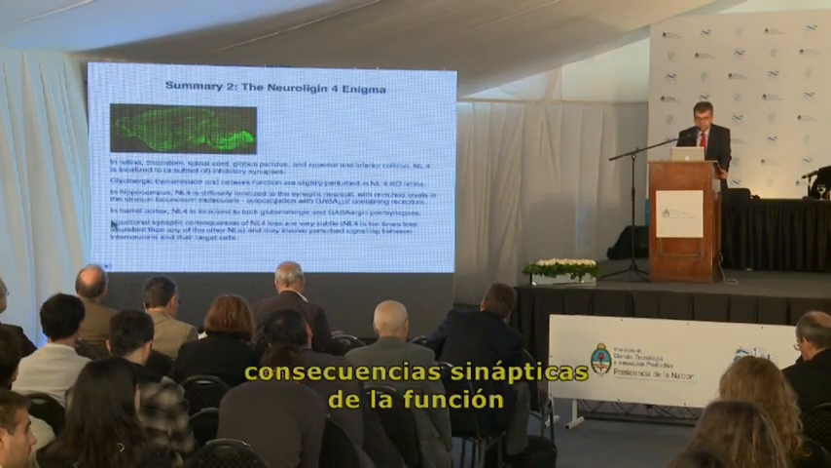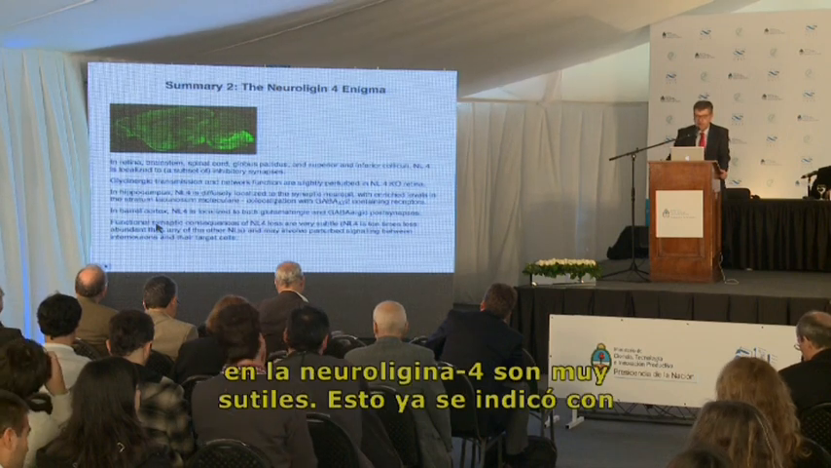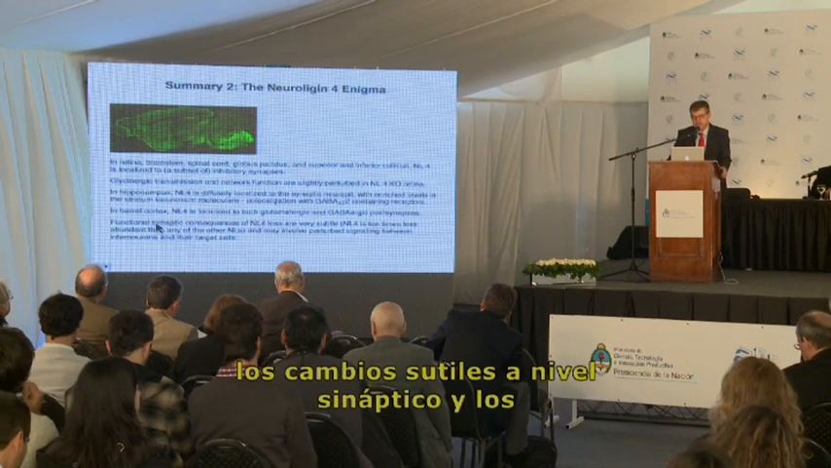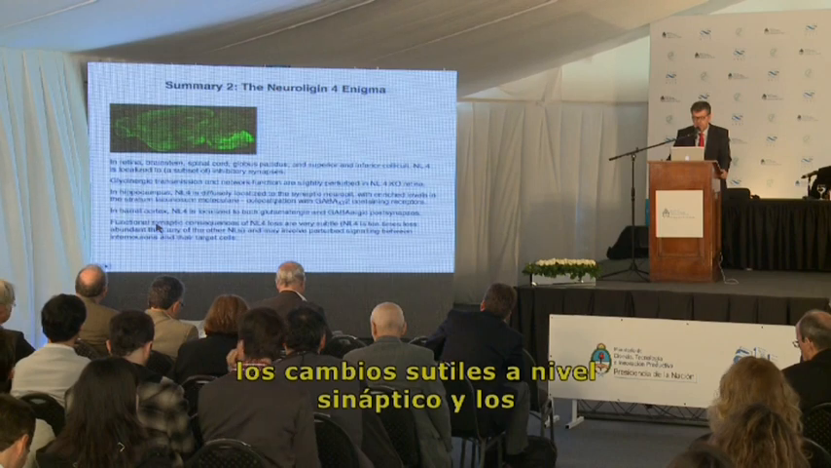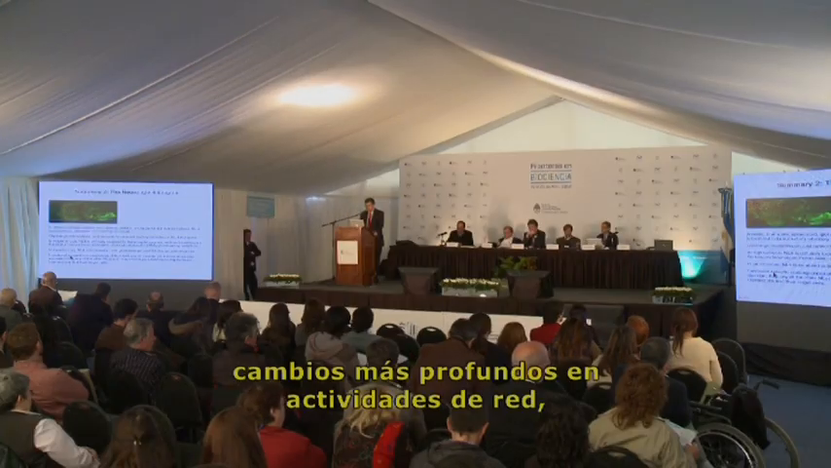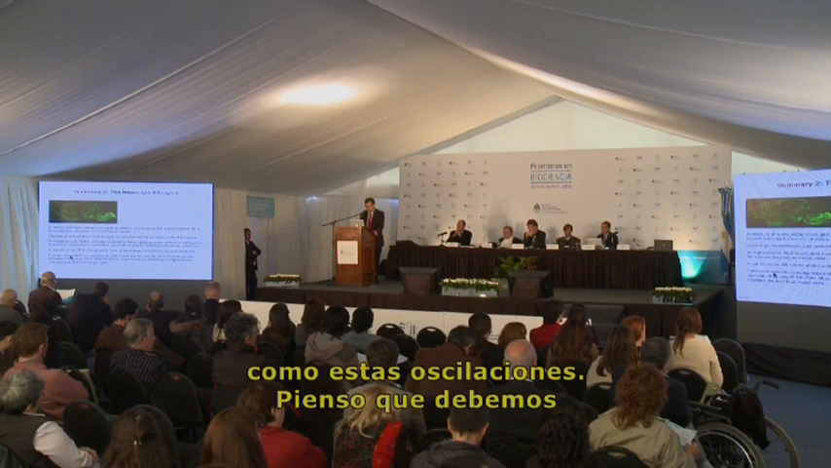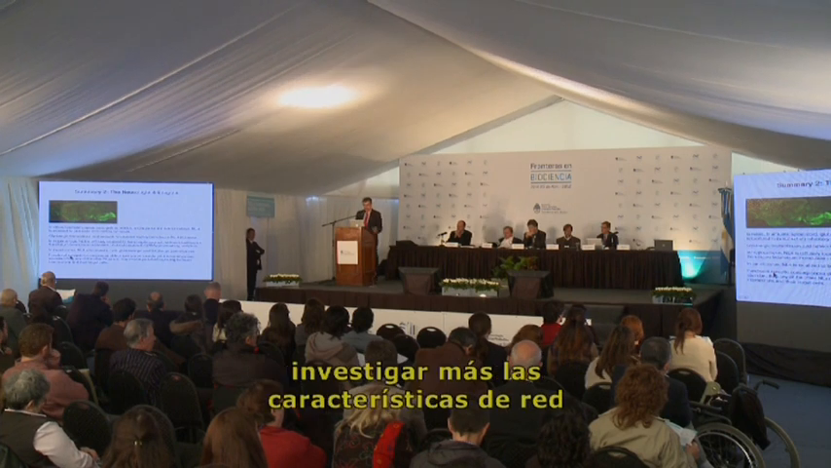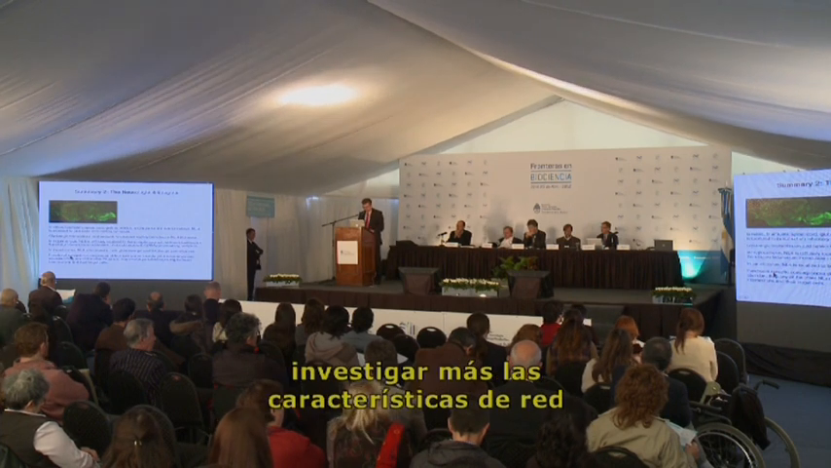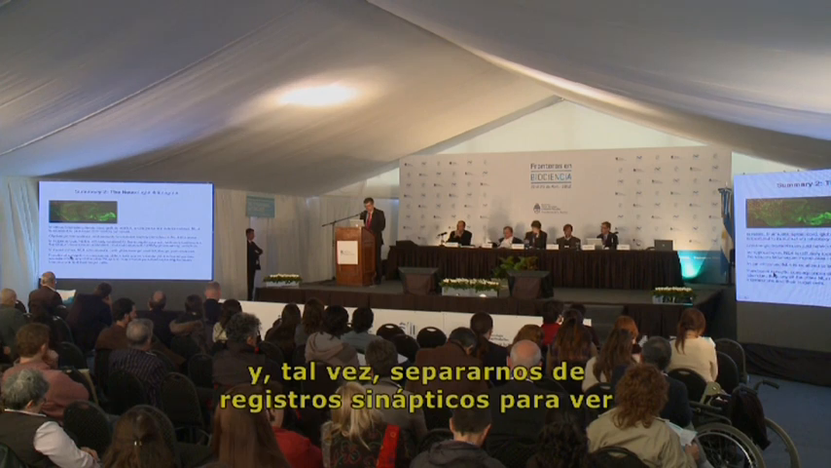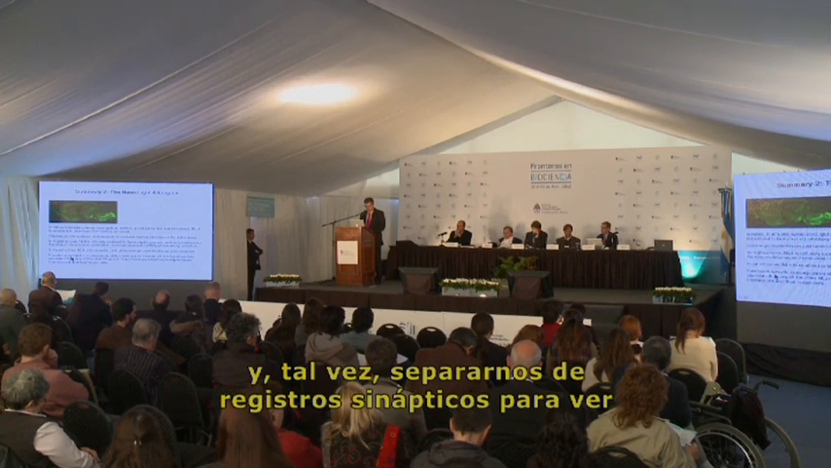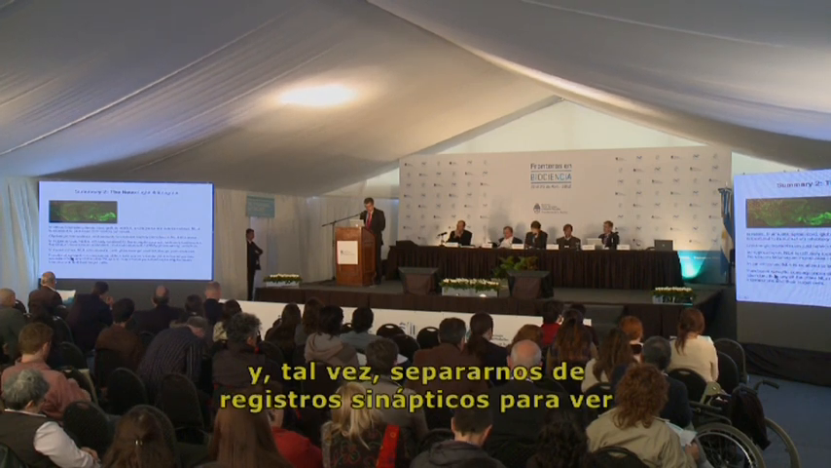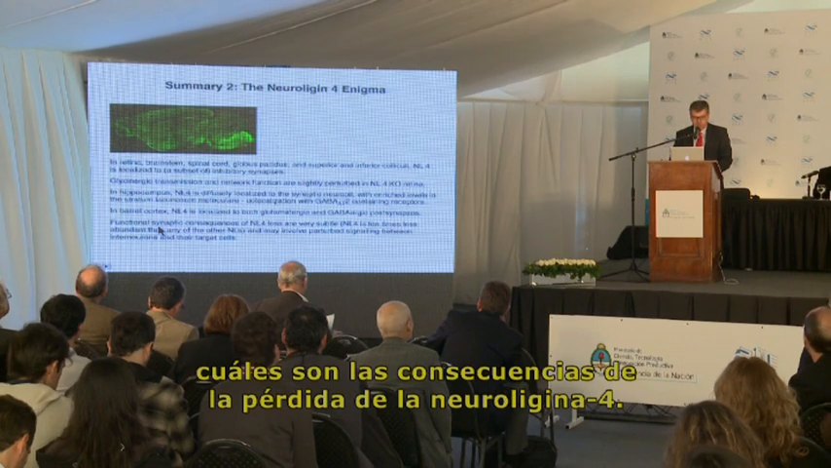We think that the functional synaptic consequences of neuroligin 4 loss are very subtle, and this is already indicated by the subtle changes at the synaptic level and the more profound changes in network activity like these oscillations. So we think we have to explore network characteristics further and maybe step away from synaptic recordings in order to see what the consequences of neuroligin 4 loss are.